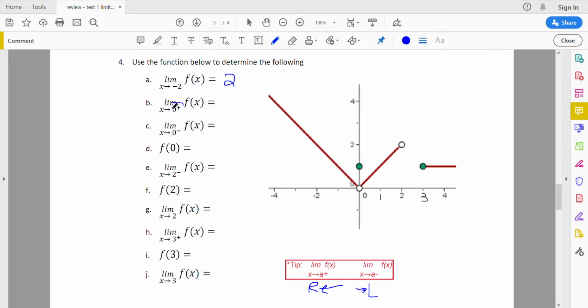Now for my next one, I want to approach my graph at an x value of 0, but from the positive side, right? That means I'm looking at things from the right-hand side. So I can essentially ignore this whole left-hand side of my graph. It really doesn't matter. What I want to do is approach 0. I'm approaching this point here from the right-hand side. If I follow my graph from the right-hand side, it looks like I'm getting towards that point. So I'm approaching a y value of 0.